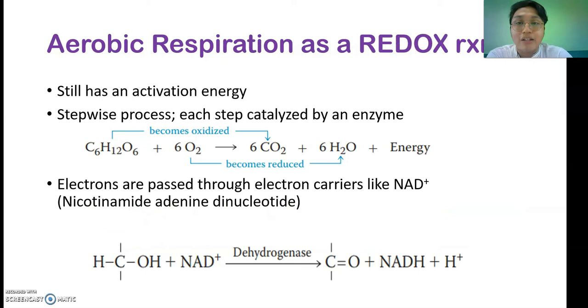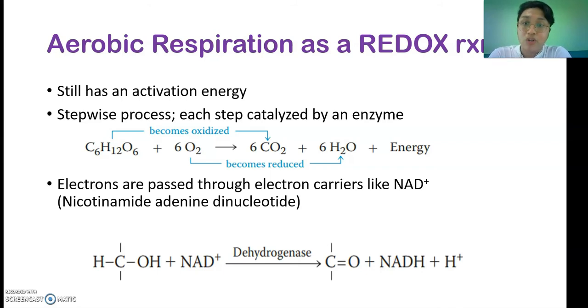This redox reaction is a stepwise process. The aerobic respiration done by our body is stepwise, not just a single step. There are hidden steps that we will discuss later on. It also involves activation energy. Why? Because without activation energy, glucose would oxidize immediately. Once glucose is exposed to oxygen, it would react right away, and we don't want that. We want it stepwise. That is the adaptation developed by living organisms.